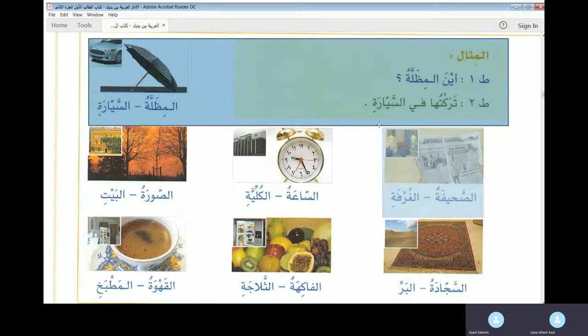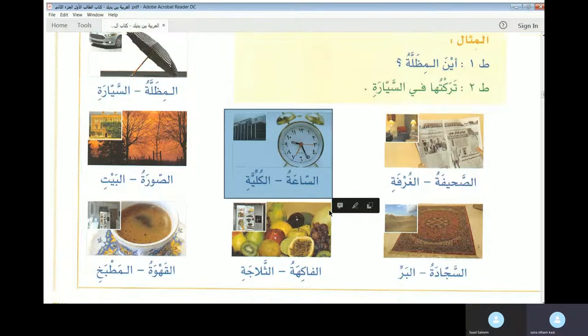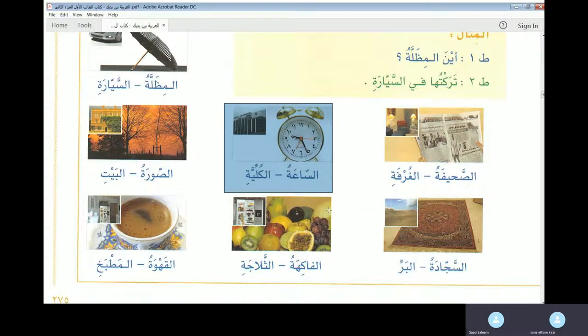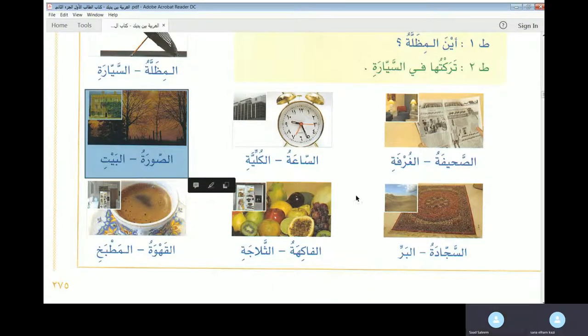أين الصحيفة؟ Where is the newspaper? تركتها في الغرفة. I left it in the room. أين الساعة؟ Where is the clock? تركتها في الكلية. I left it in the faculty. أين الصورة؟ Where is the picture? تركتها في البيت. I left it in the home.